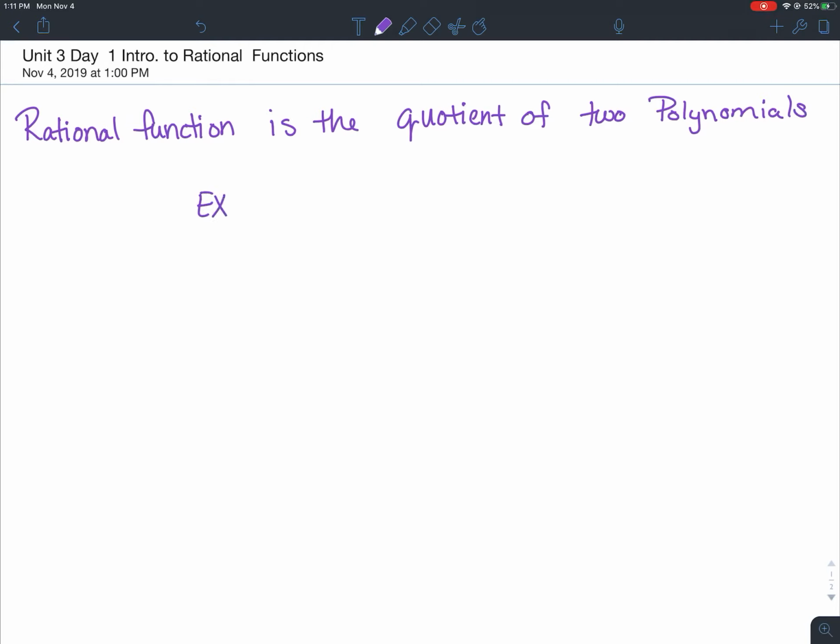So an example would be f of x equals 2 over x plus 3. In order to be a rational function, you do have to have a variable in the denominator. Because if I flip this around and had x plus 3 over 2, that's not a rational function, because that's just 1/2 x plus 3/2, which is just a line. That would just be a polynomial, okay? So make sure you have a variable in the denominator.